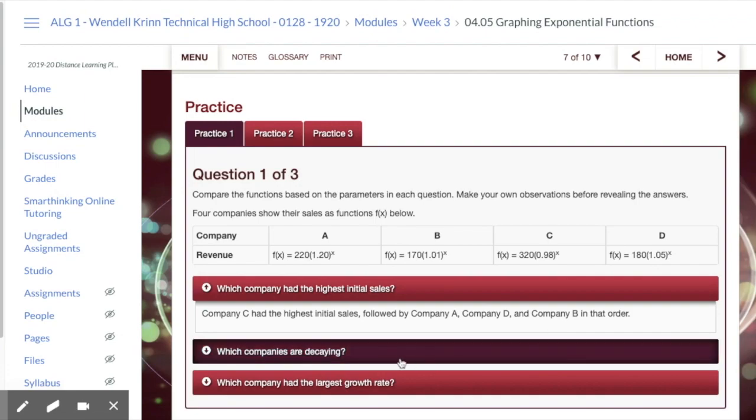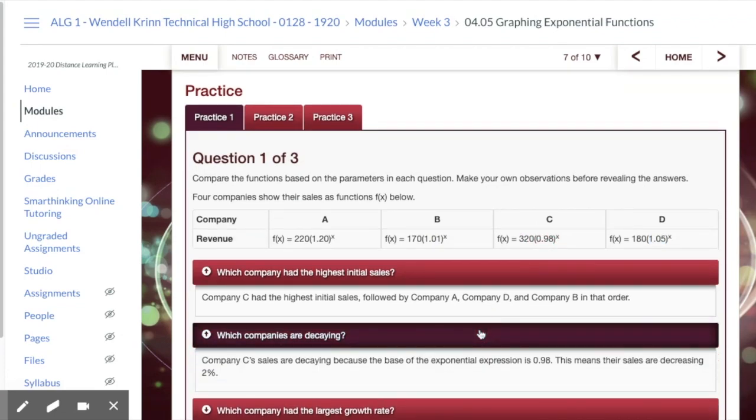Okay. Which companies are decaying? I want to make sure that my base is less than 1. So this is not decay. That's definitely growth. This is growth. Well, there's decay. Less than 1, and this is greater than 1, so that's going to be growth also, so that's going to be company C again.